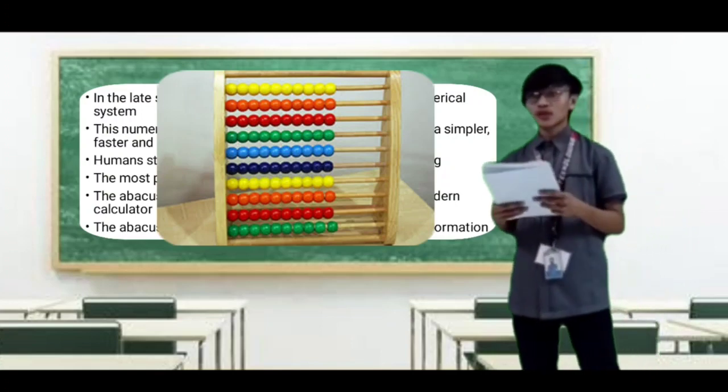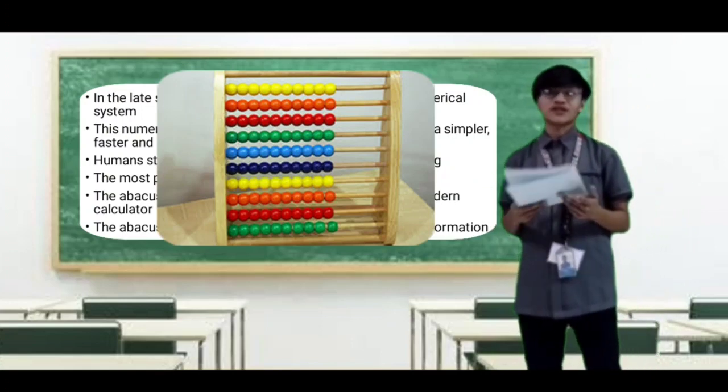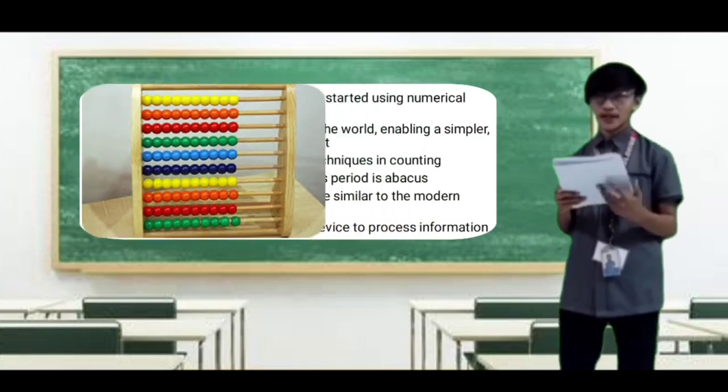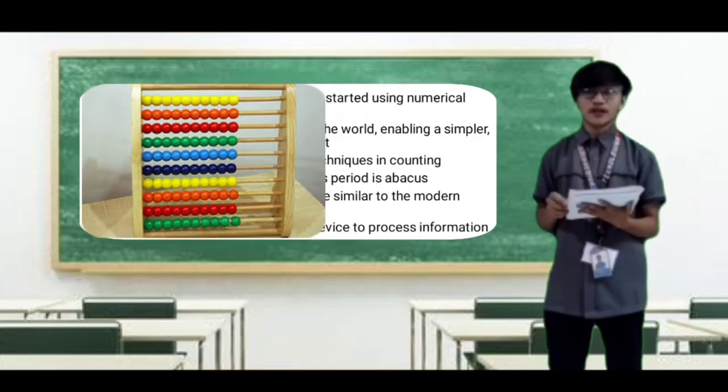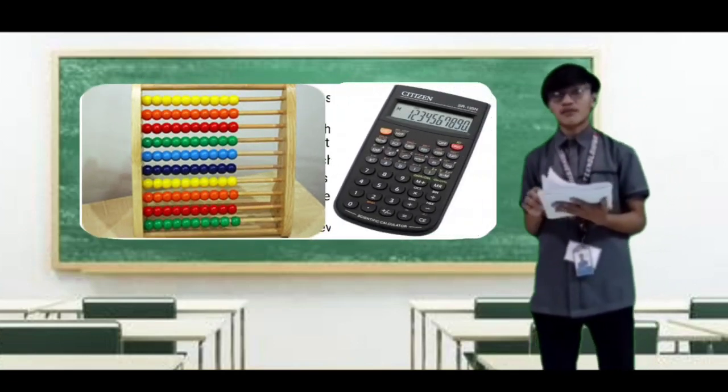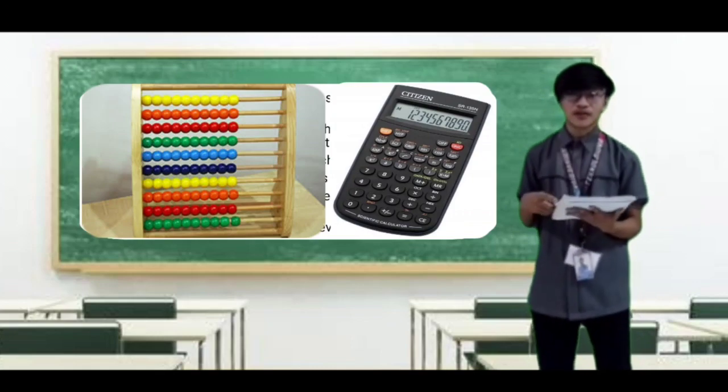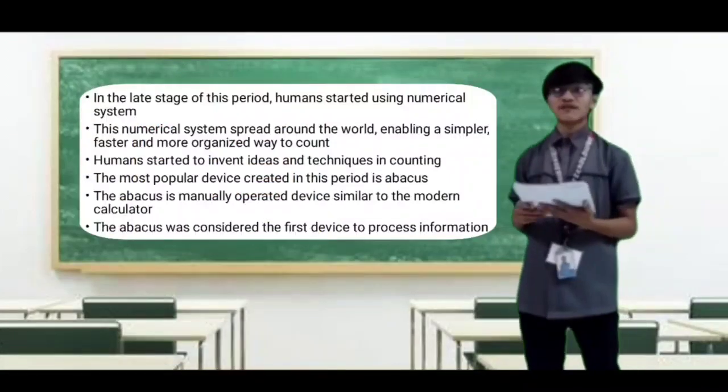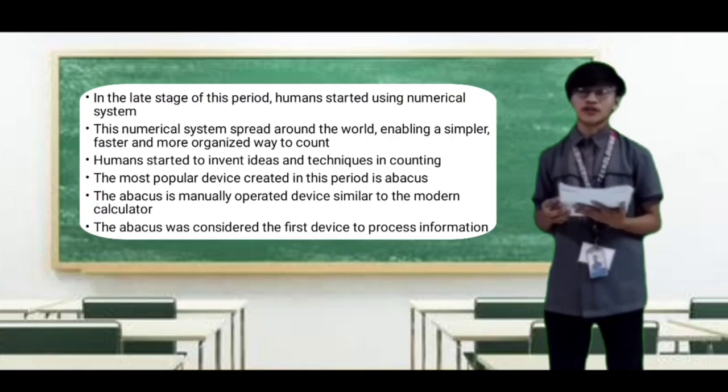So what is the abacus? The abacus is a manually operated device similar to the modern calculator. So the abacus is a calculator. The abacus was considered the first device to process information.